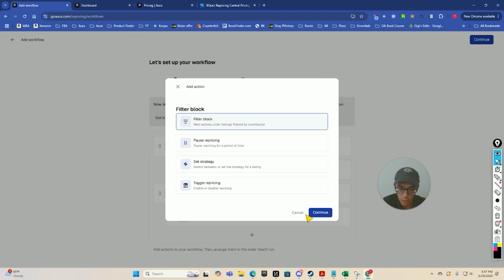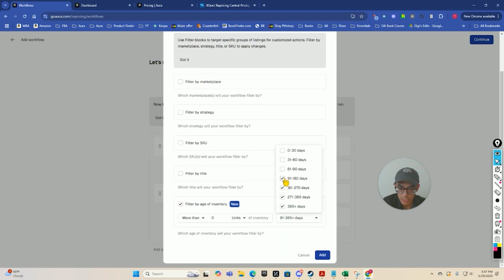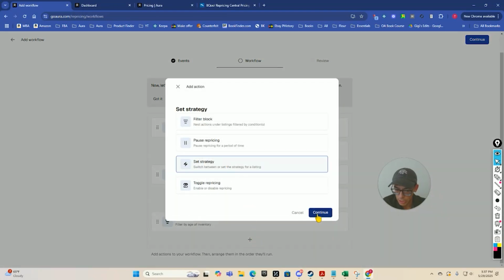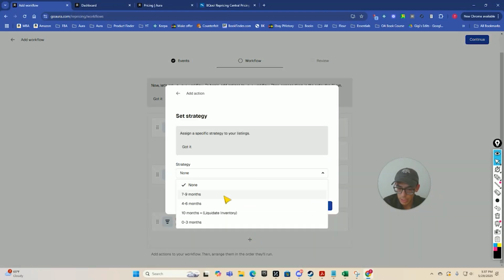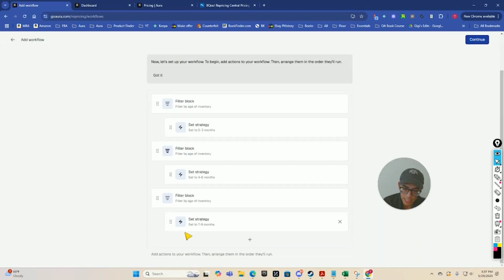As soon as that book is now over 6 months old, it's now 7 months, we want to switch to the next filter. So we're going to add the filter block. Let's continue. We're going to filter by age of inventory. And now what we're going to say is as soon as this book is 181 days to 270 days, we're going to do the next thing, which is add and click on the plus button and set the strategy. We want that strategy to also be the 7 to 9 months. Boom, add. Again, you're going to go ahead and nest that underneath there.